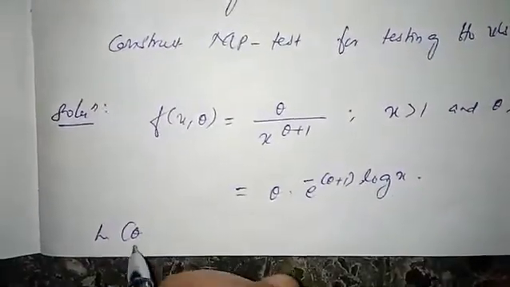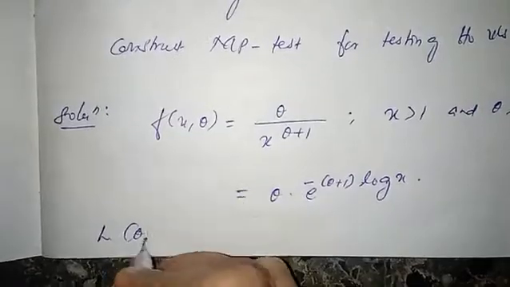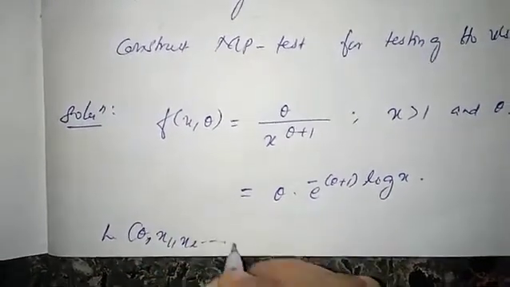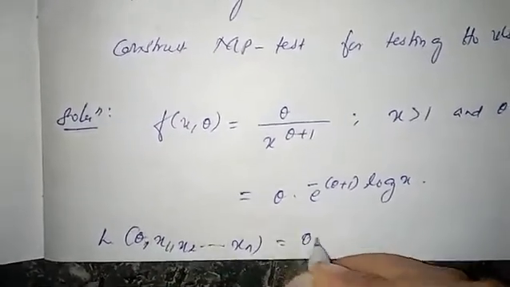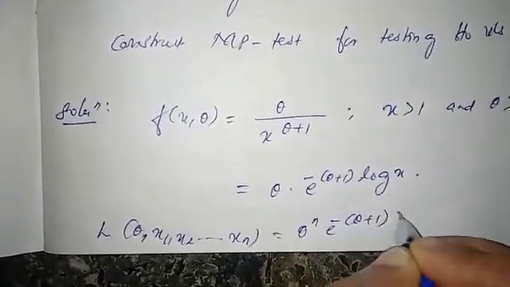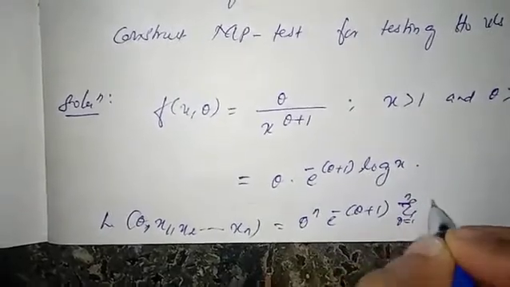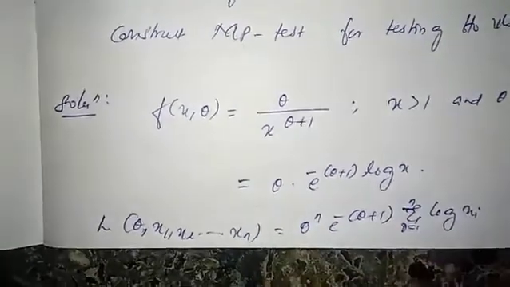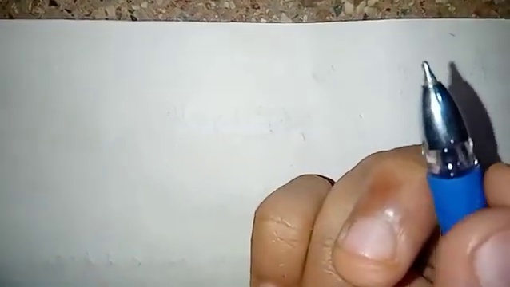Like L of theta 1, theta; x1, x2, and so on, xn equals theta power n e power minus theta plus 1 summation i = 1 to n log xi, right? That is the likelihood function. Then here we need to obtain the most powerful test, right? For that we have to take the ratio of the likelihood under H1 and the likelihood under H0.